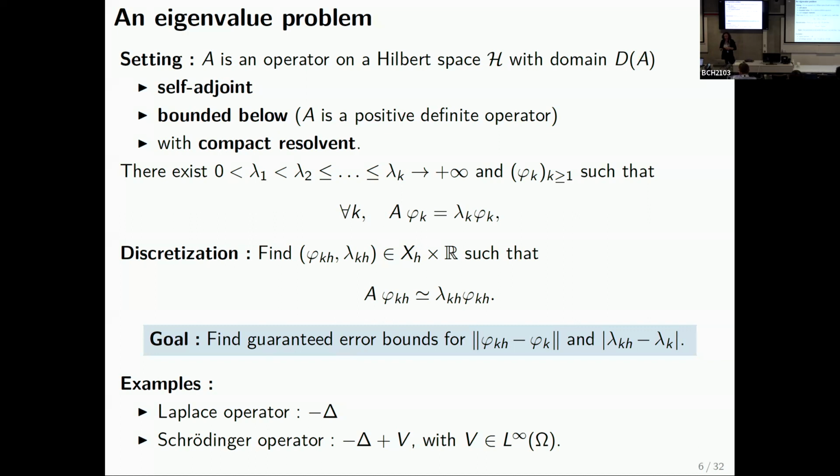eigenvalue problem. Then we discretize the problem, so we find approximations for the eigenvalue and eigenvectors of the problem, and we want to find guaranteed error bounds for the quantities. So basically, the error in the eigenvectors and the error in the eigenvalues.